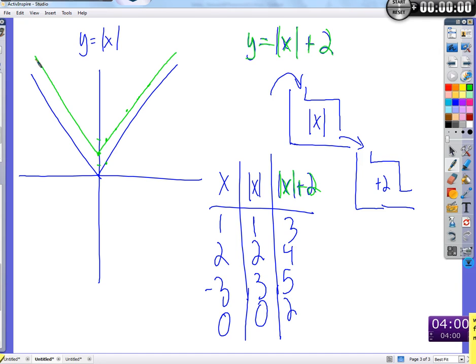What if you did plus 3? What would that look like compared to this blue graph? Another point compared to this one right here, and move it up to the 3. If we did minus 5, we go down 5, right? We would take every output and subtract 5. Go down 5, go down 5, go down 5, down 5, right? All the outputs.